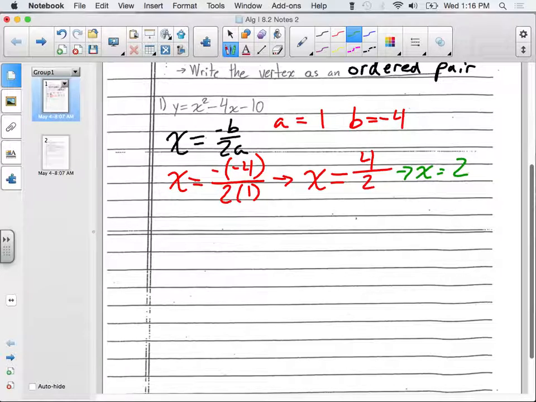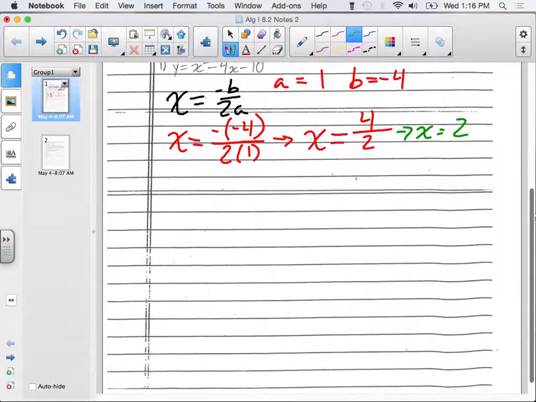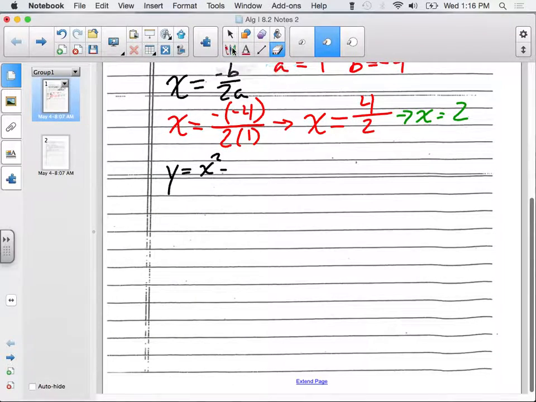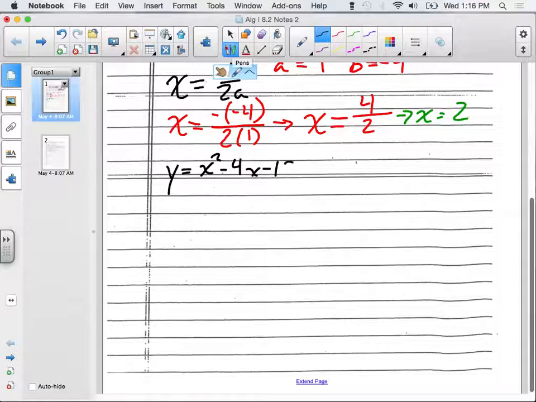Yes, Christian? So then you would put x in for the problem. Now we do what? You put x in into the problem. So we have y equals x squared minus 4x minus 10. You would substitute 2 for the x variables.